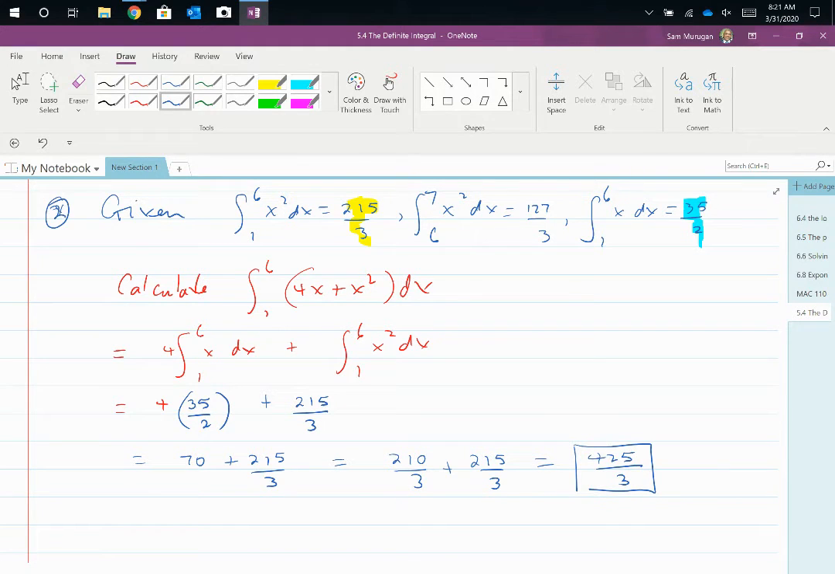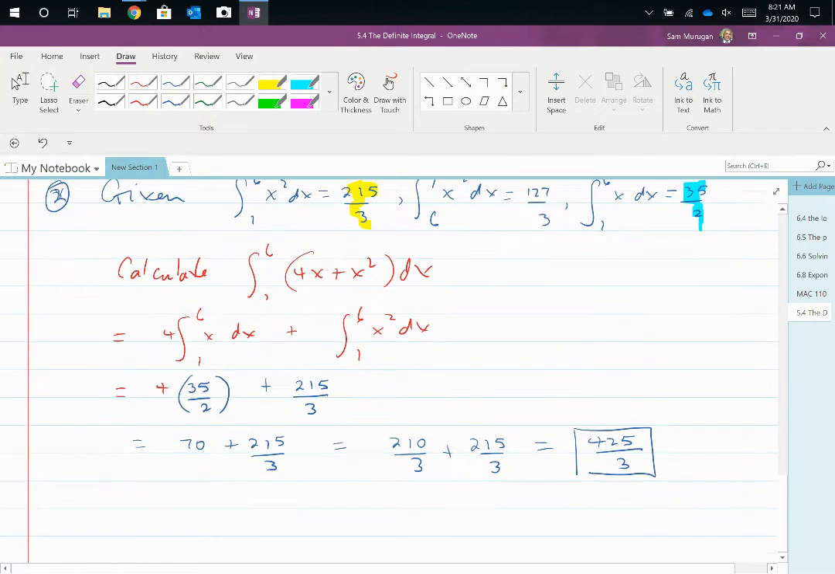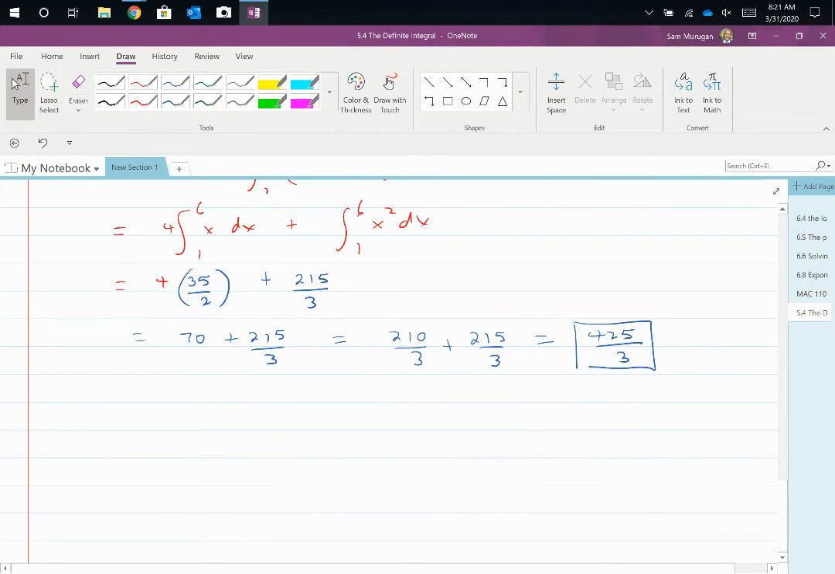Your answer would have to be in the fraction form. So make sure that you either use your calculator, or if you know how to do fractions, that's fine. You can go ahead and say 210 over 3 plus 215 over 3. In other words, 70 over 1 times 3 over 3 makes the denominator 3, which is 210 over 3. All right, next question.